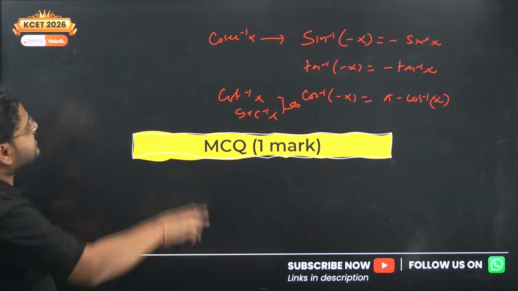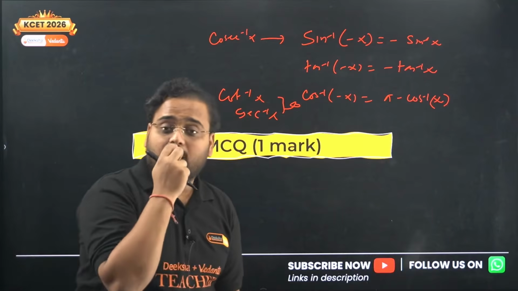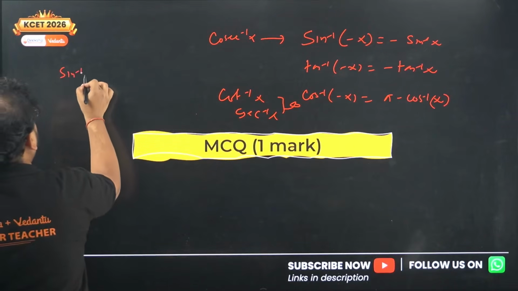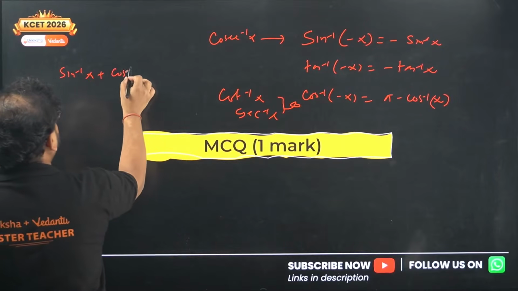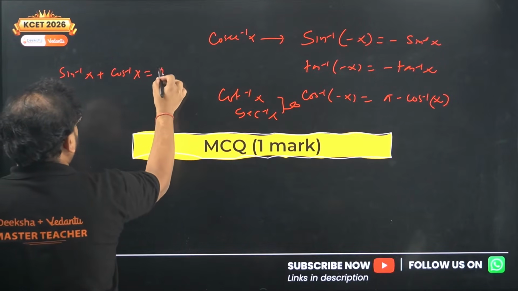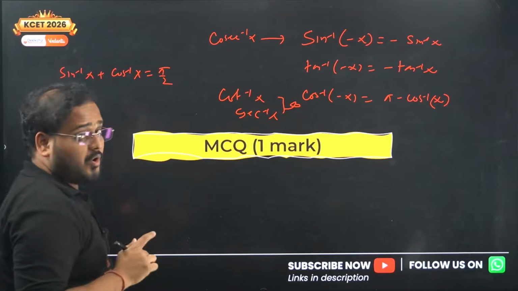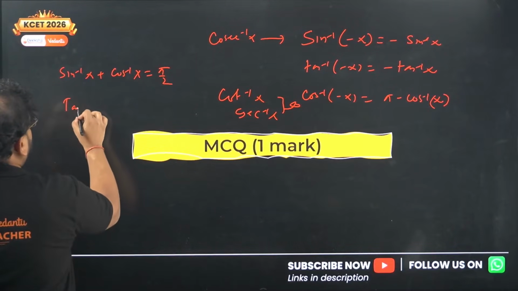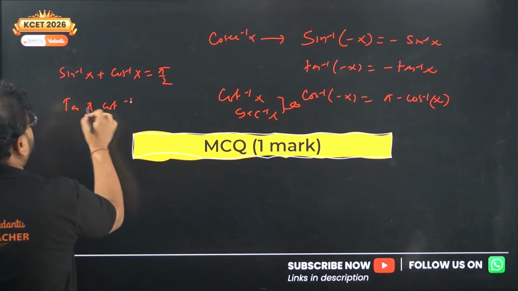All right, sir. So this is clear. Now we'll move on to one more property, which is very, very important. Sine inverse of x plus cos inverse of x is going to be what? Always pi by 2. Same goes in the case of tan and cot also. Tan inverse plus cot inverse, same thing.